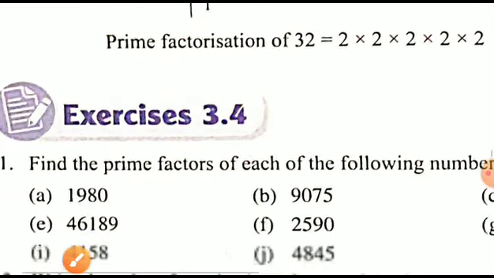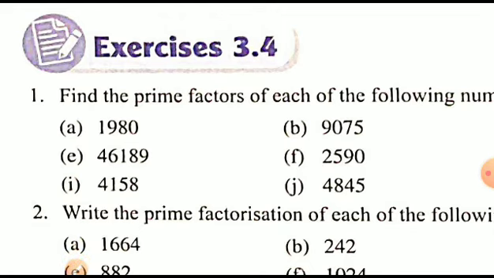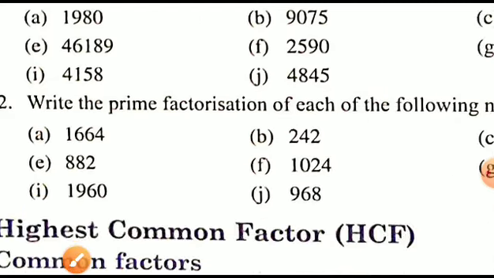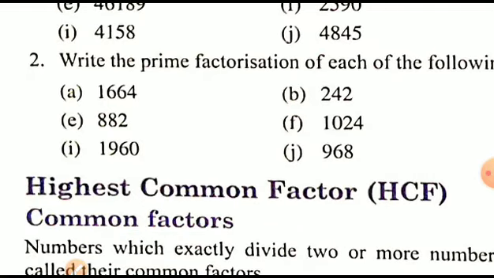Okay students, now exercise 3.4 depends just on prime factorization. In question number 1, find the prime factors of each of the following numbers. You can easily solve the first question because you only have to take the LCM method, take the factors of the given numbers. Clear? In the second question, write the prime factorization of each of the following numbers. The second question is also the same as question number 1. So this is your homework: you have to solve questions 1 and 2 of this exercise.